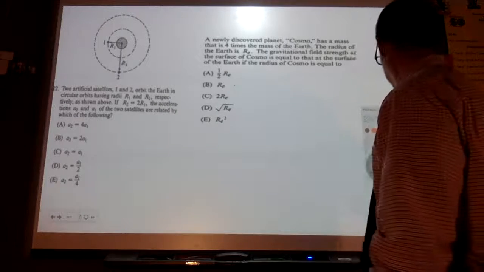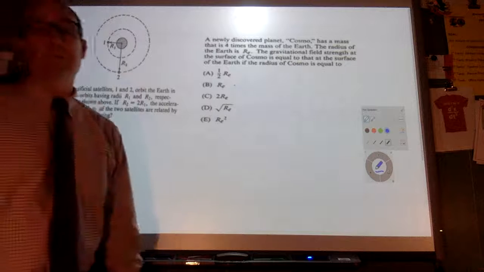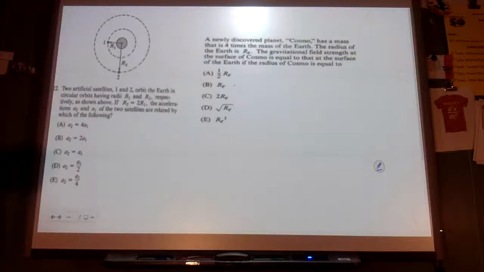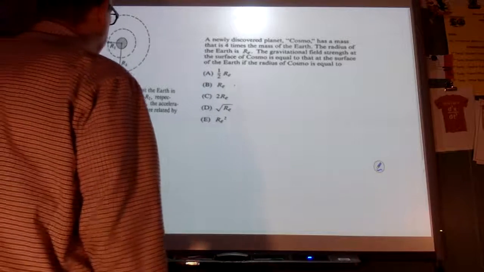Welcome back, guys. We're going to continue with solving circular motion problems. So two artificial satellites, 1 and 2, orbit the Earth in circular orbits having radii r1 and r2, respectively, as shown above. If r2 equals 2 times r1, the accelerations a2 and a1 of the two satellites are related by which of the following? All right, so let's try to get a relationship between the radii and the acceleration.